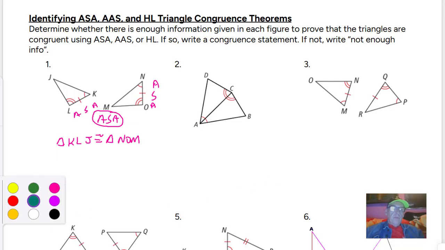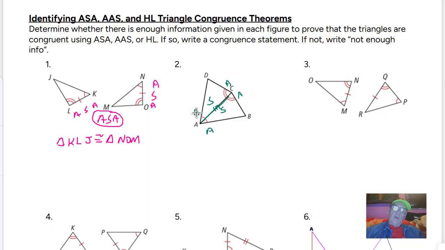Let's look at number 2. Number 2, this side is reflexive. It's shared by both triangles. It's like a same side idea. And so we have an angle, a side, and an angle, angle, side, angle. We've got a matching angle side angle pattern between these two. These two triangles are congruent by angle side angle.